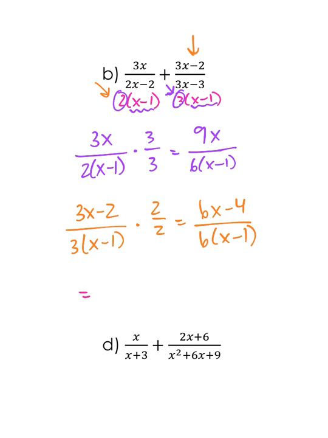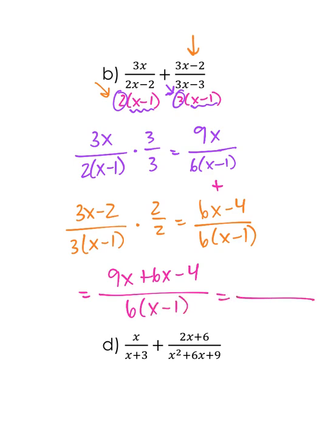So now I can add these. I'm going to add the numerators. So it's going to be 9x plus 6x minus 4 over 6 times x minus 1, which simplifies to 15x minus 4 over 6 times x minus 1.